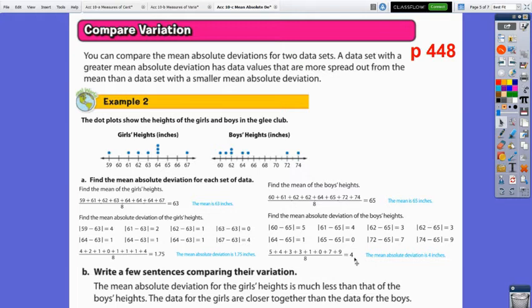So compare these two sets of data. What does the mean absolute deviation tell you? Well, it tells you that there's a lot more variation in the boys' heights than there are in the girls' heights. The girls' heights are much closer together. Less variation from the average than the boys' heights. That's what that mean absolute deviation tells you.